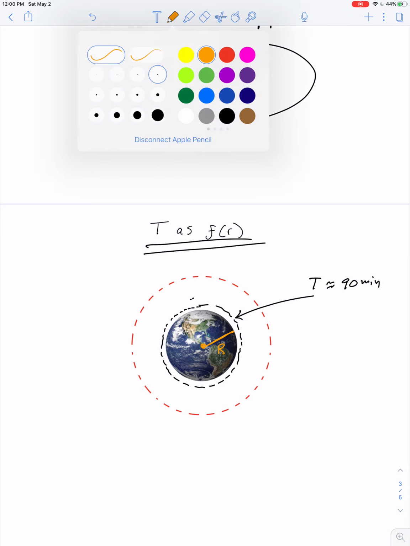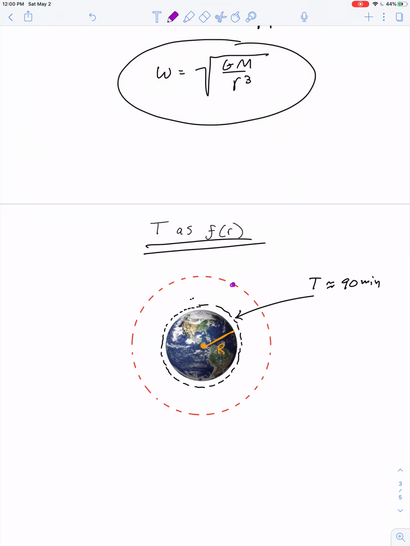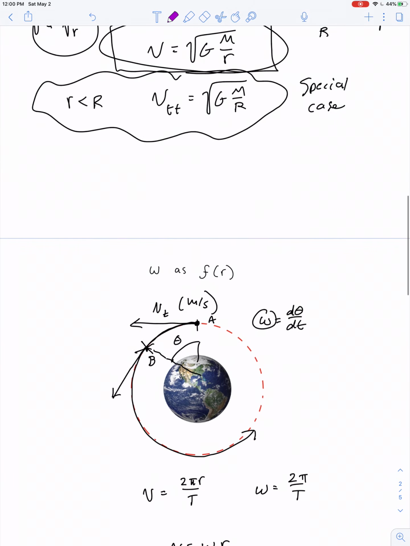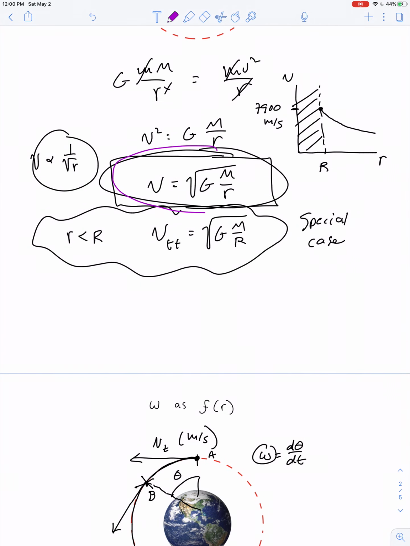So what should be the case of a satellite that orbits at a higher altitude? More time or less time? Yeah, the farther away it gets, the more time it should take. For one thing, we've already seen that the farther away it gets, the speed decreases, and as the speed is decreasing, the path it has to follow is increasing. So there should be a profound effect on a period as a function of r. So let's see.